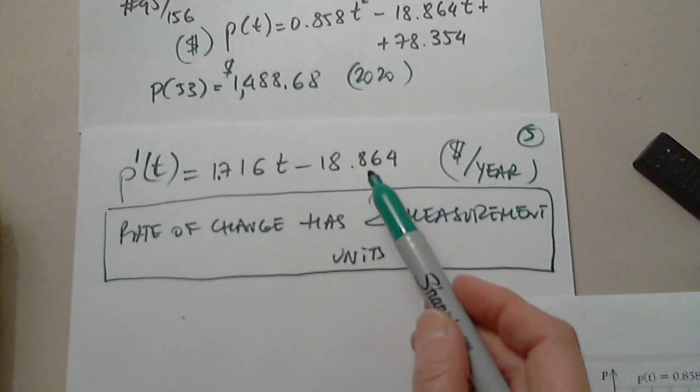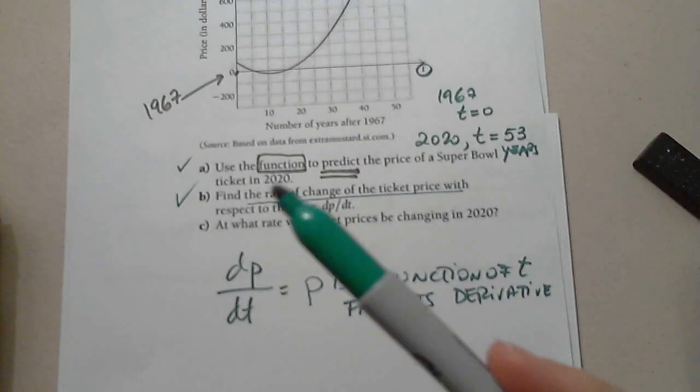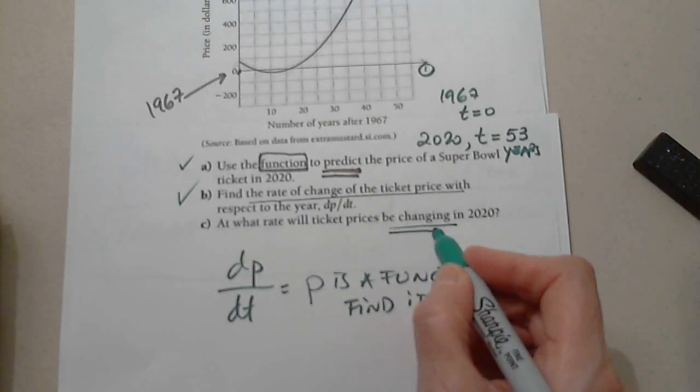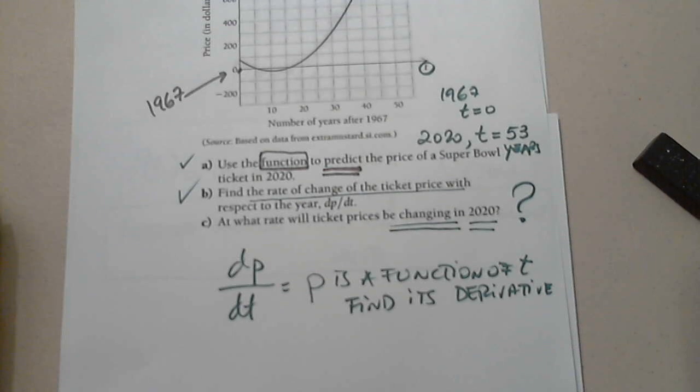1.716t minus 18.864. Final question. At what rate will ticket prices be changing in 2020? What is this question all about? What are we asked to find now?